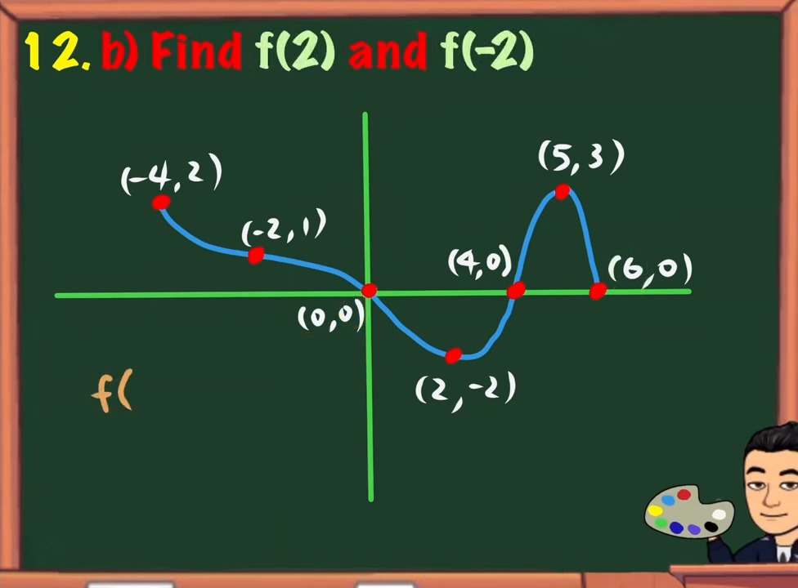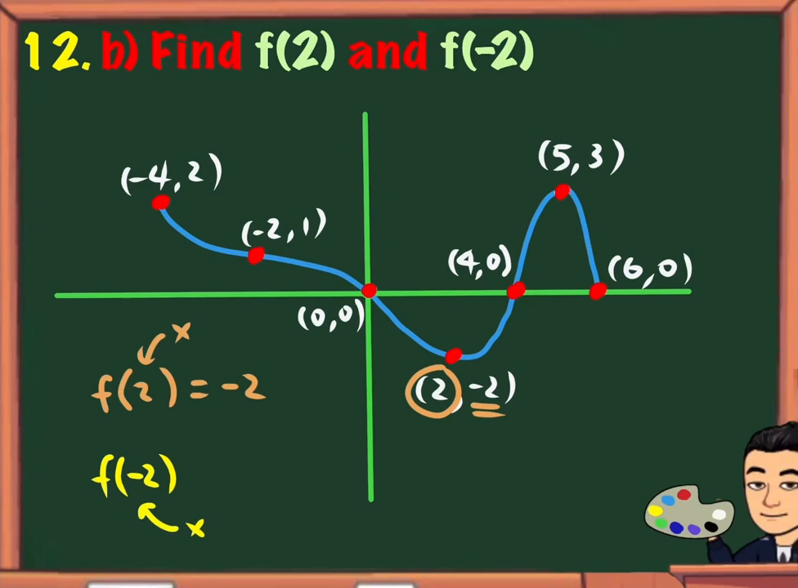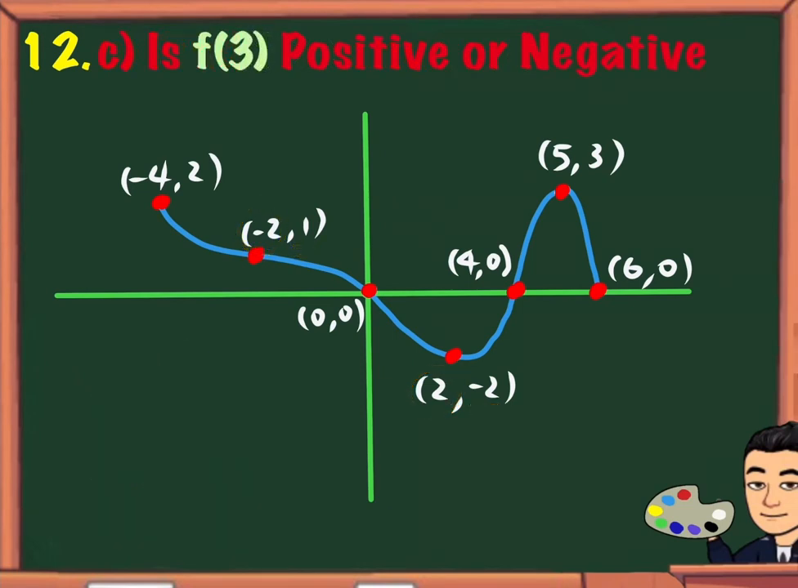So what is the y value when x equals 2? This is where x equals 2. The y value is negative 2. And what is the y value when x equals negative 2? This is where x equals negative 2. Y equals 1.